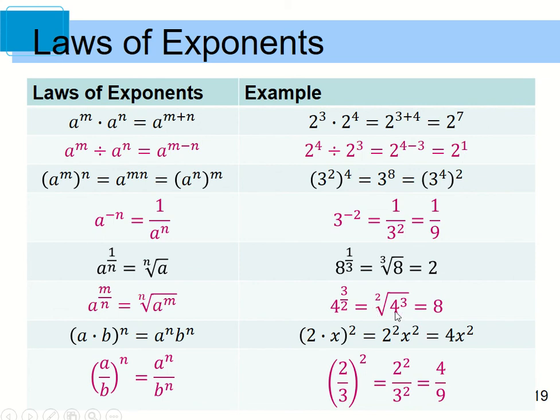So we can have the square root of 4, which is 2, and 2 to the power of 3, which is 8. Number 7: if we have a times b to the power of n, we can distribute the n into the a and b. Usually when we have 2x bracket squared, it will be 2 squared, which is 4, multiplied with x squared. If we have a over b to the power of n, this will be a to the power of n over b to the power of n. So these are the laws of exponents that we frequently use in calculation.